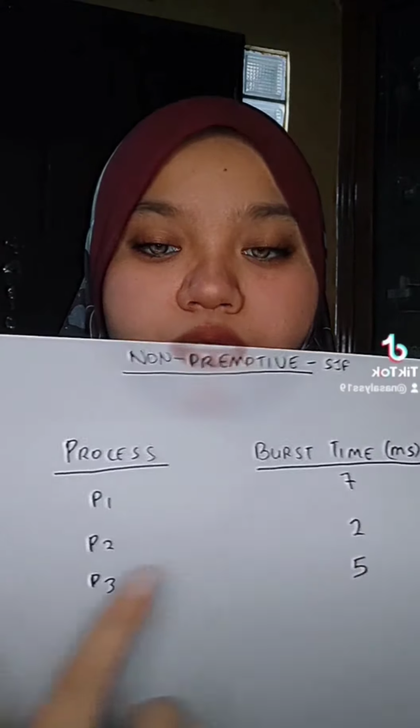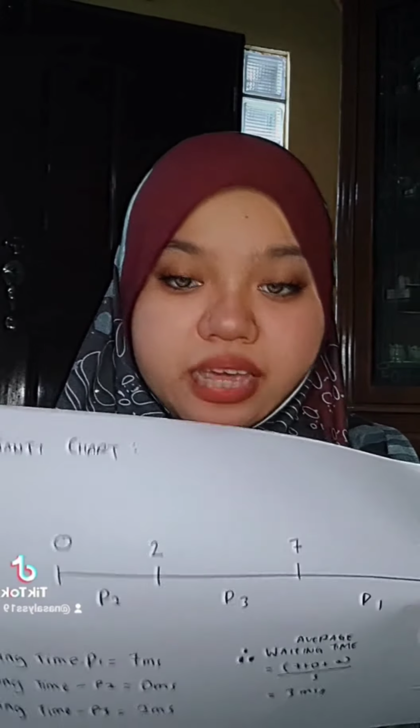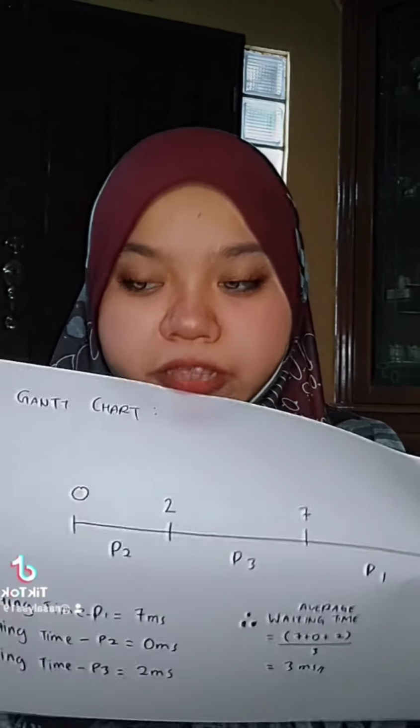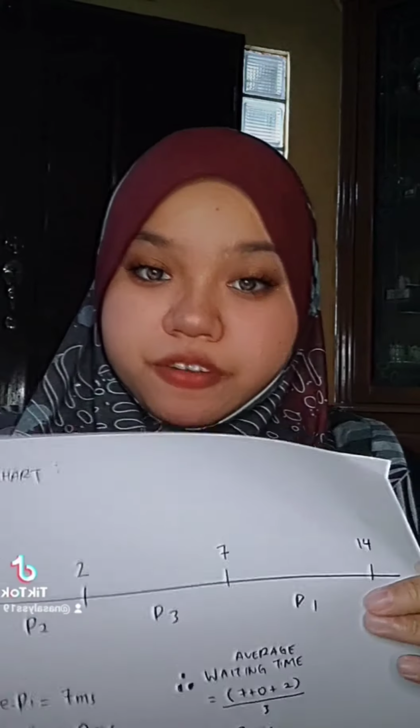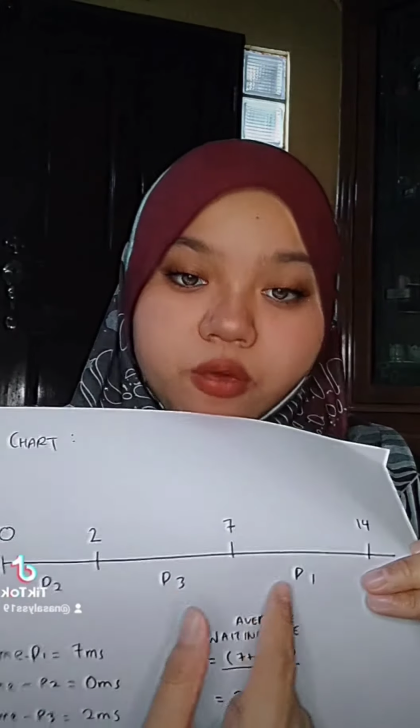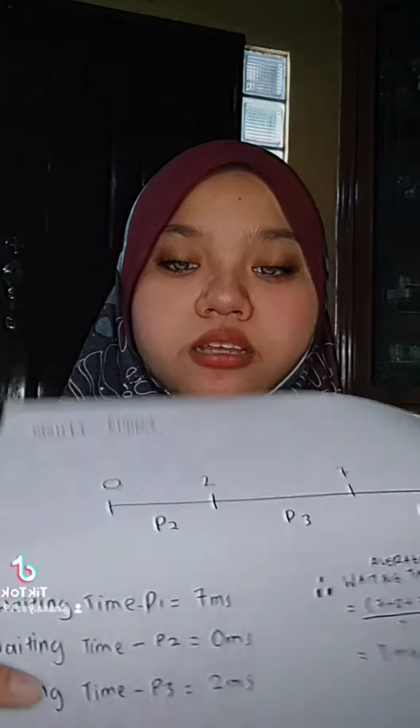So what is the waiting time for P1? The waiting time will be 7 because P2 executed first with a burst time of 2 milliseconds, then P3 added on, which has a burst time of 5 milliseconds, and that is why P1 started at 7 milliseconds. So what about P2's waiting time? P2 is the first one because it is the shortest, so the waiting time is 0 milliseconds.